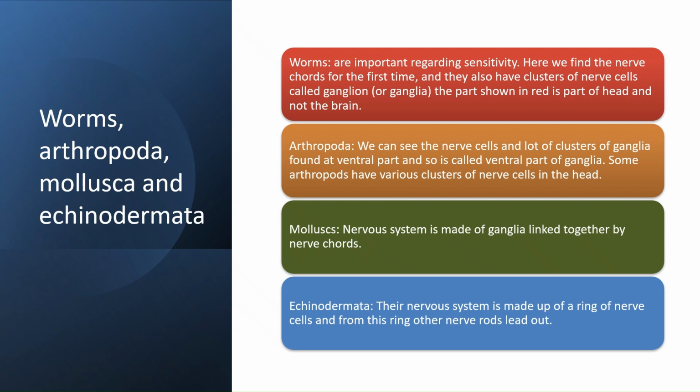In mollusks, the nervous system is made of ganglia linked together by nerve cords. In echinodermata, the nervous system is made up of a ring of nerve cells, and from this ring, other nerve rods lead out.